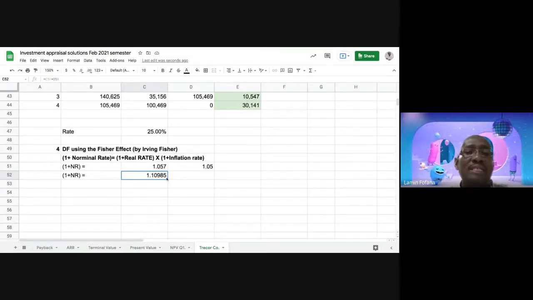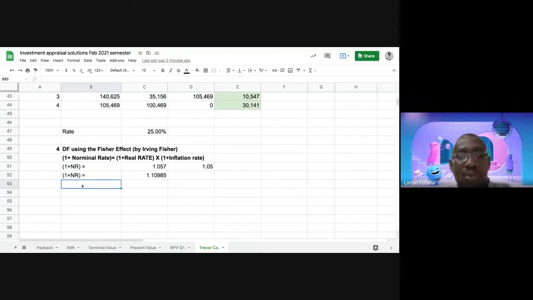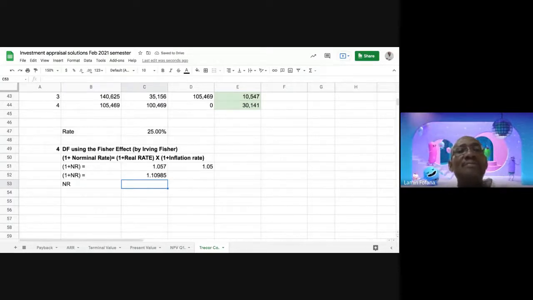Now, this 1.10985 is 1 plus NR, nominal rate. What do we want to find? We want to find nominal rate. So now what is nominal rate? Change of subject.